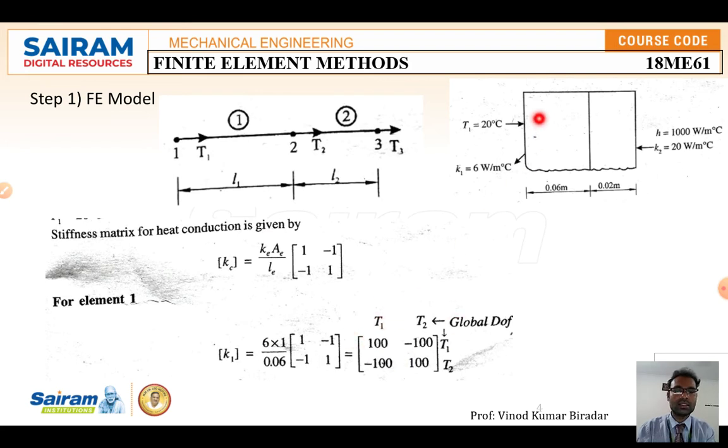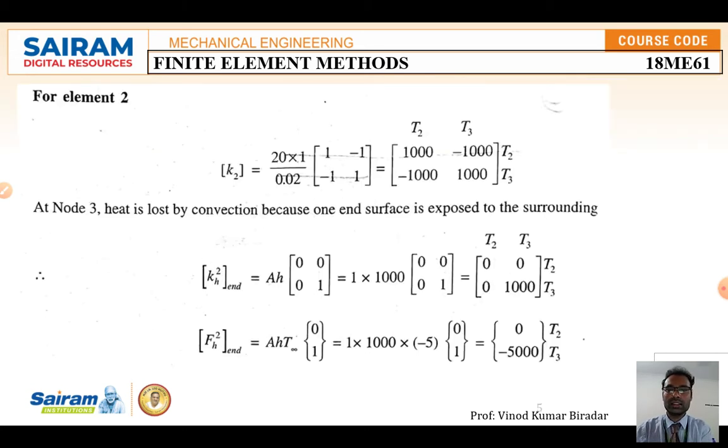This is for element number 1, which consists of node number 1 and 2. So write T1, T2 on the side; these are the global degrees of freedom. Like that, you have to calculate the K2 value also.